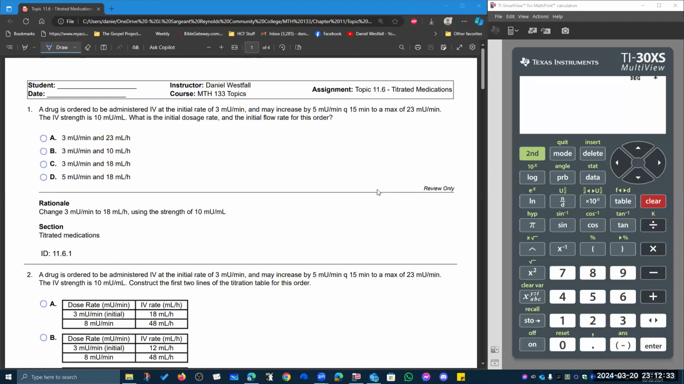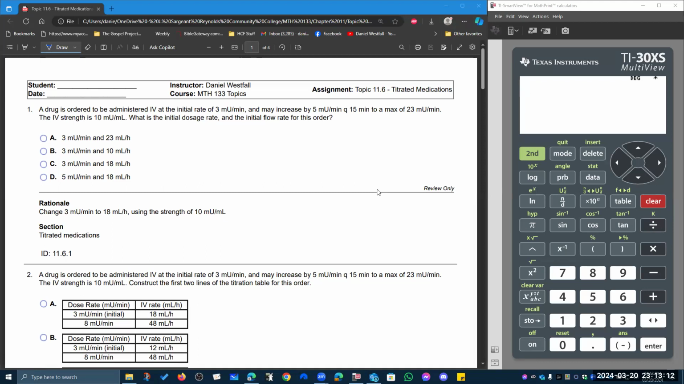A drug is ordered to be administered IV at an initial rate of 3 milliunits per minute and may increase by 5 milliunits per minute every 15 minutes to a max of 23 milliunits per minute. The IV strength is 10 milliunits per milliliter. What is the initial dosage rate and the initial flow rate of this order?